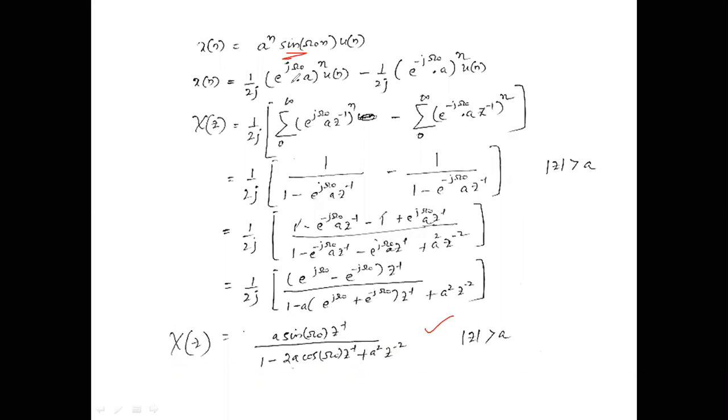Then it would have been e to the power j omega naught n plus e to the power minus j omega naught n, divided by 2. Okay, it would give one more template. We'll see that now. So remember this question. This question is rather a template. Okay. So this is a chart.